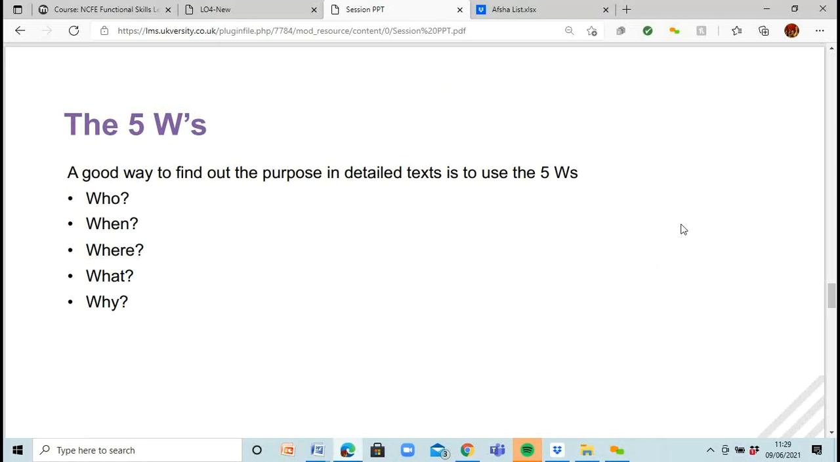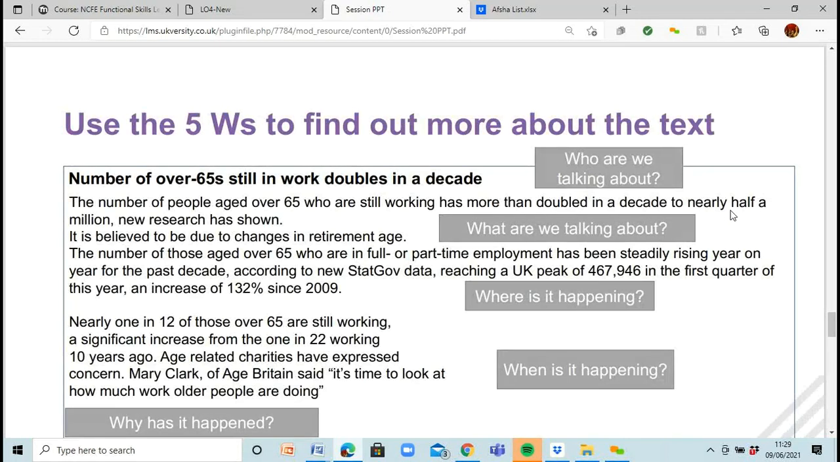So again, we've got the 5 W's. A good way to find out what the details are in this is who, when, where, what, and why. So we're going to split this up now. Who are we talking about? We're talking about over 65s here. What are we talking about? We're talking about people who are still working in this first sentence, that are at retirement age, but they're still working. Where is it happening? It's happening in the UK. When is it happening? It's happening right now.